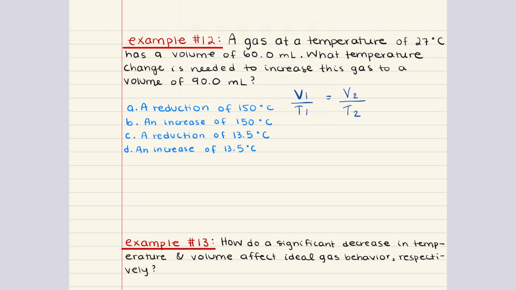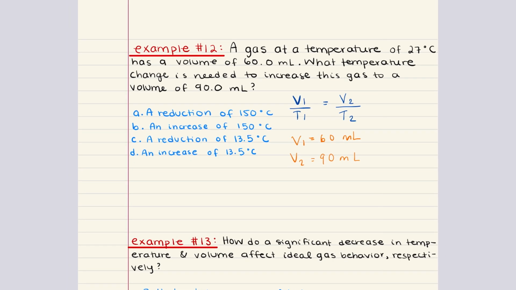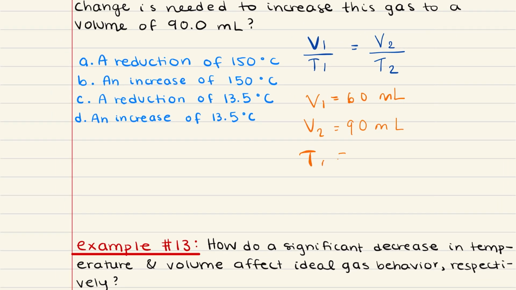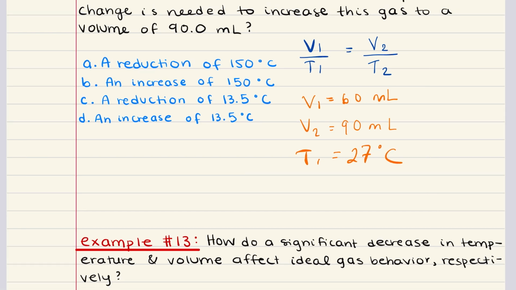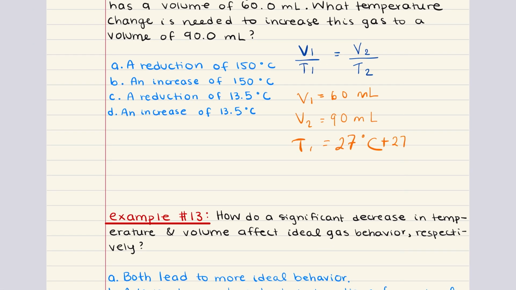Now we're given 3 out of these 4 variables. We know that V1 is equal to 60 milliliters, V2 is equal to 90 milliliters, and T1 is equal to 27 degrees Celsius. Now we're going to have to convert that to Kelvin so that we can use Charles' law. We can do that by adding 273. What we get then is a temperature of 300 Kelvin. Now let's rearrange this equation to solve for T2. T2 is equal to T1 multiplied by V2 divided by V1.